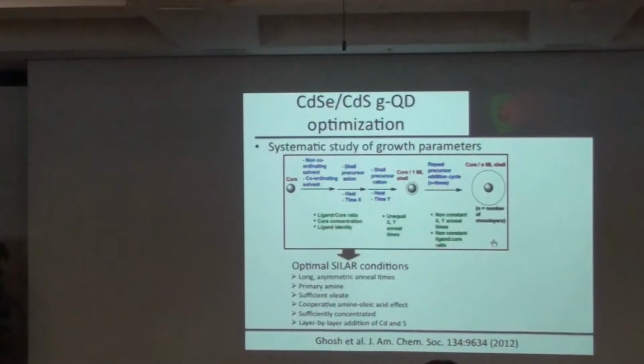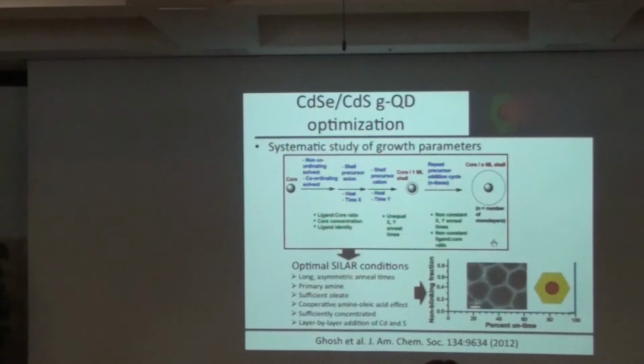So we developed this method originally in 2008, but since then have optimized the process by tweaking various reaction parameters, as shown here. If you're interested in the gory details of the synthesis, I would suggest looking at this paper. But the important thing, from a functional standpoint, is that we went from a synthesis that gave us about 30% non-blinking quantum dots to 100% non-blinking quantum dots, or very close to that.